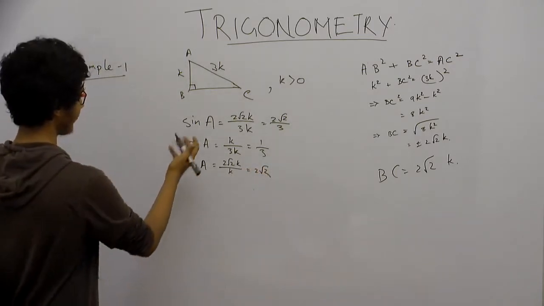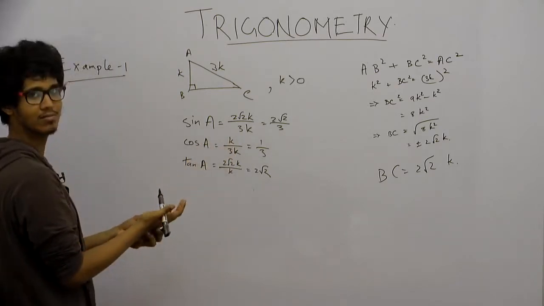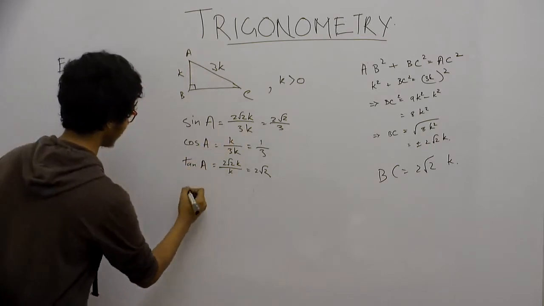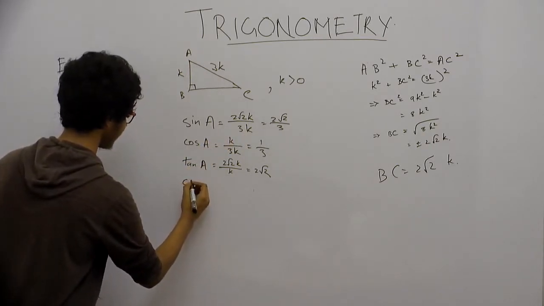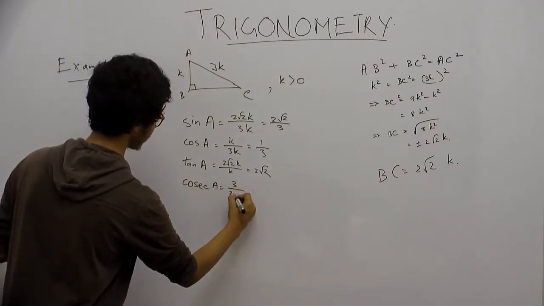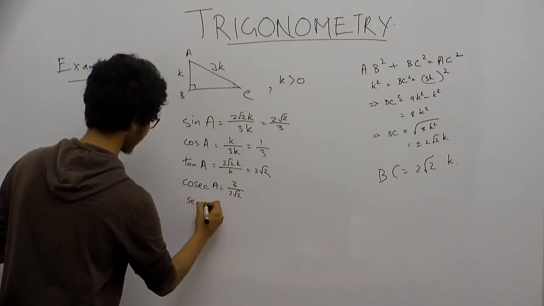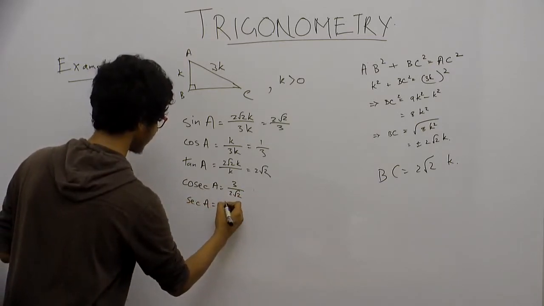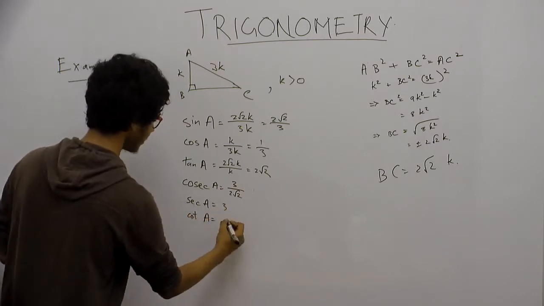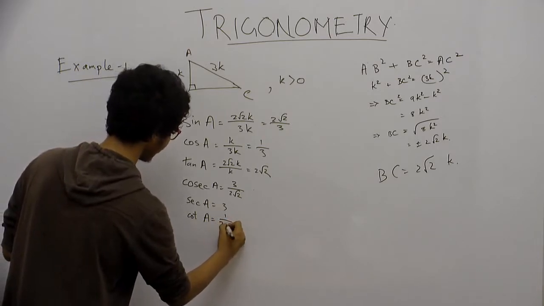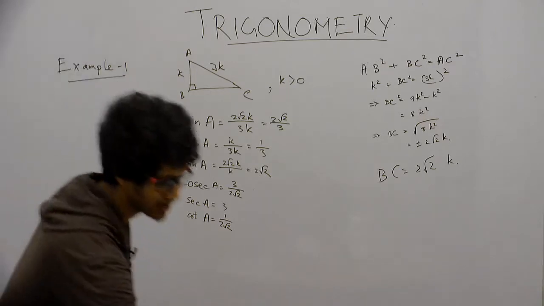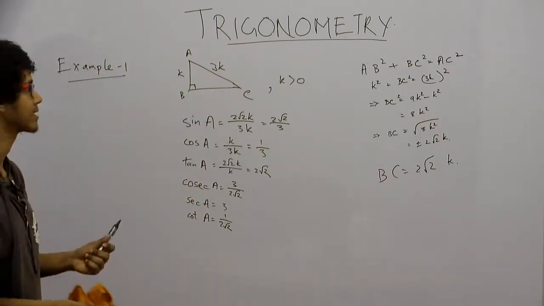Now to find the inverses, we just take the reciprocals, because that is obviously easier than substituting the values. So we have cosec A, which is the inverse of sine. We get 3 by 2 root 2. Sec A, which is the inverse of cos, we get 3. And cot A as the inverse of tan, so we get 1 by 2 root 2. Okay, I hope you understood it. If not, you can always refer to the NCERT textbook.